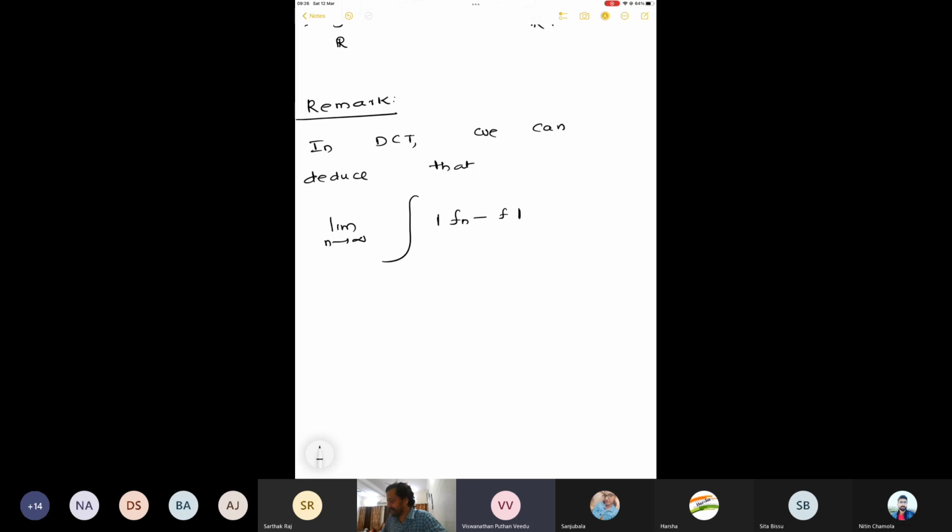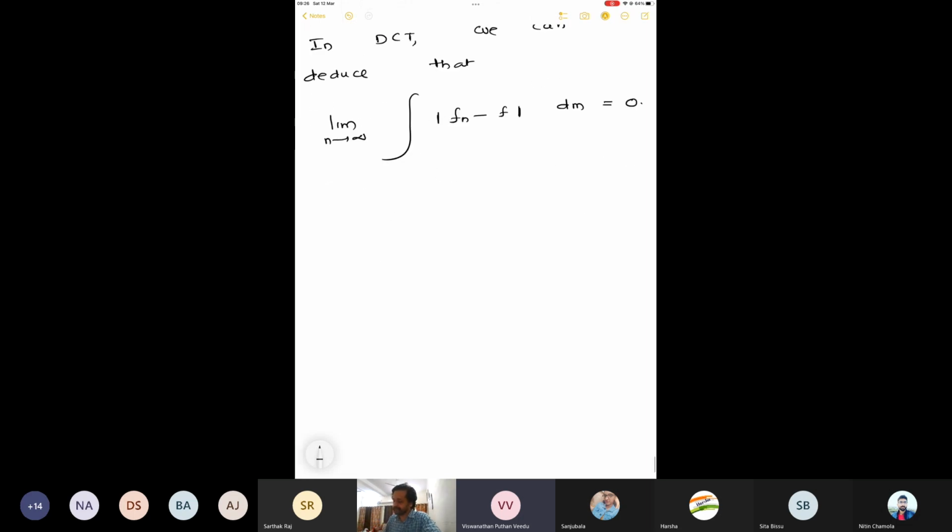Okay. Now let me put another remark. A slightly stronger conclusion you can have in the dominated convergence theorem. In DCT, we can deduce, with the same assumption, this conclusion: limit n tending to infinity integral mod fn minus f dm is 0. Okay. Try to do that.